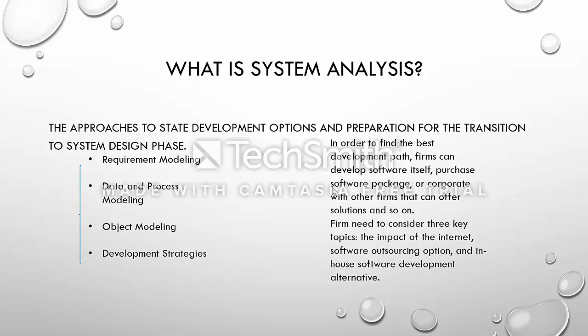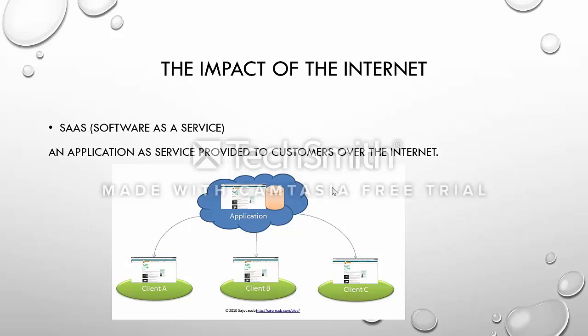design phase. In order to find the best development path, firms can develop software themselves, purchase a software package, or cooperate with other firms that can offer solutions, and so on. Firms need to consider three key points in this process: the impact of the Internet, software outsourcing options, and in-house software development alternatives.